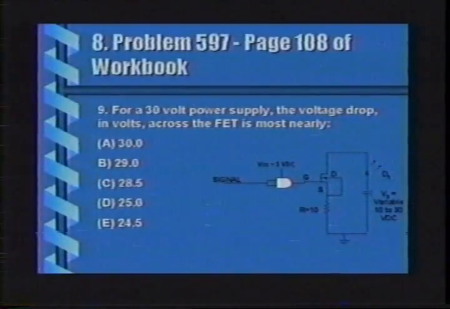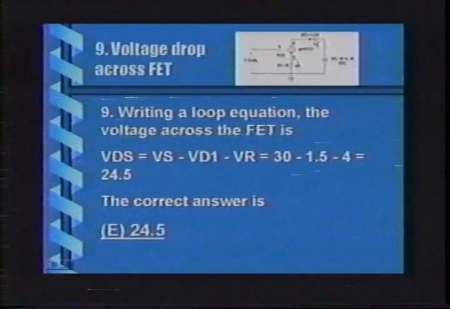Well, question 9 is the same as question 7, but for a different value of voltage supply. You're asked for the voltage drop across the FET when the supply is at its maximum, 30 volts. Once again, all we're going to need is a loop equation, summing voltages around that loop. So now we're setting the variable supply to 30 volts, and we want to know the voltage across the transistor, the drain to source voltage.